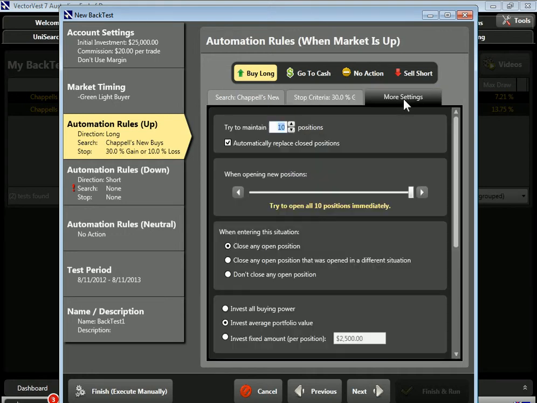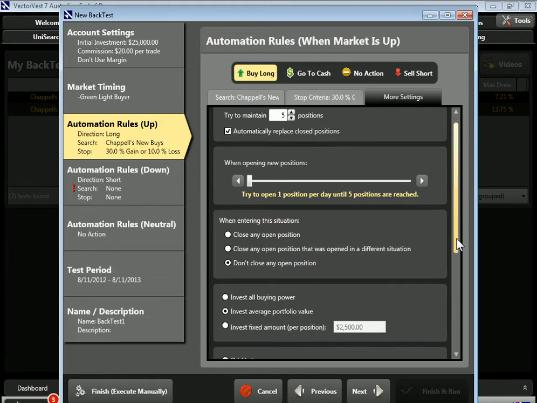I'm going to go to more settings. We're going to carry a maximum of 5 positions, which tends to work very well in the Australian share market on the whole. We're only going to open 1 a day until all 5 are reached. We're not going to close any open positions. Now this would prevent us from rebalancing on each and every green light during an upturn. As you've seen, we can have several green lights in a row, and we wouldn't want to rebalance that portfolio.